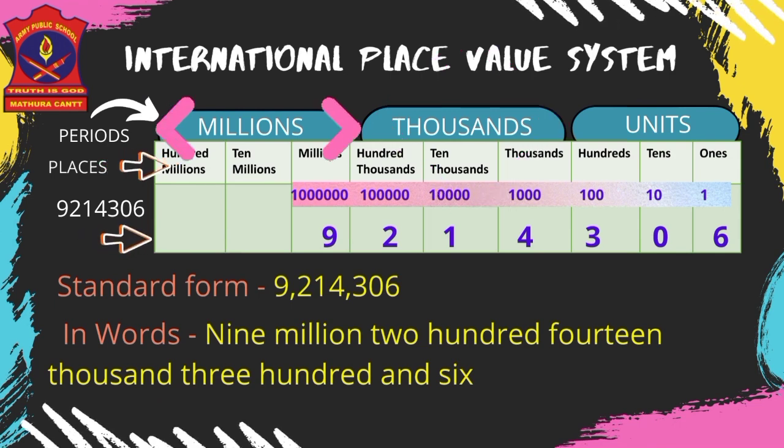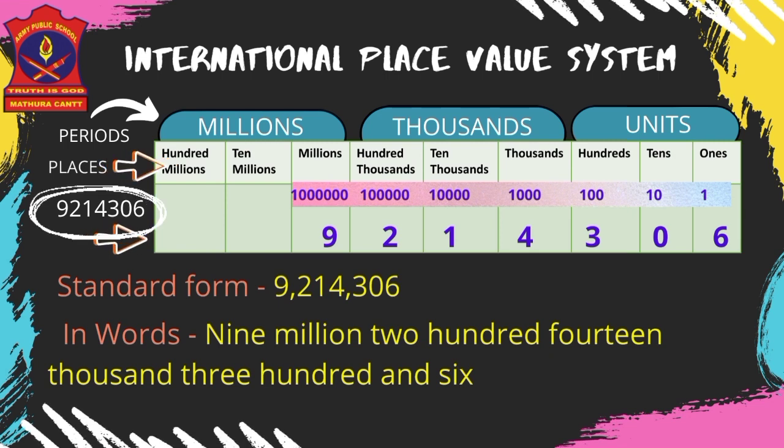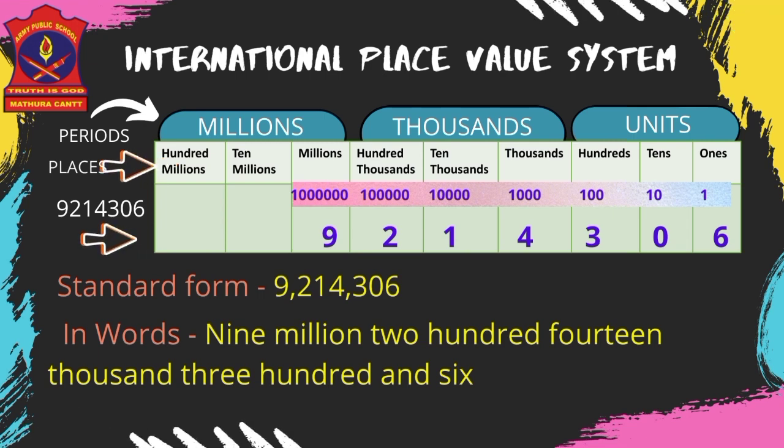Now coming to the international place value system, here again we have 3 periods and each period consists of 3 place values. A number is taken as an example here. First of all, let us see what the place values are in the respective periods. In the ones period we have ones, tens, hundreds. In the thousands period we have thousands, 10,000s, 100,000s, and in the millions period we have millions, 10 millions and 100 millions.